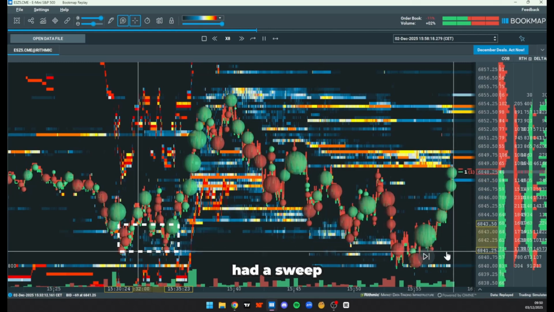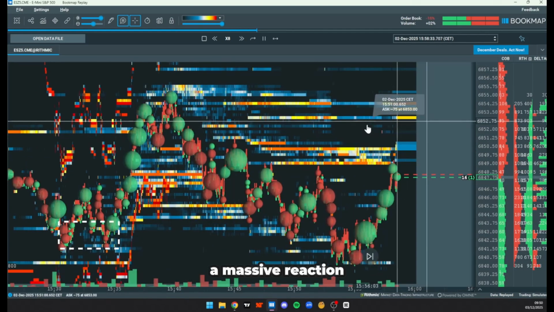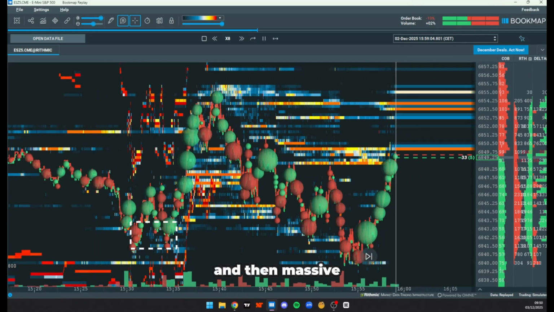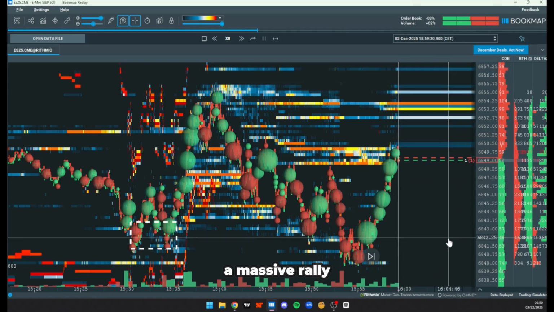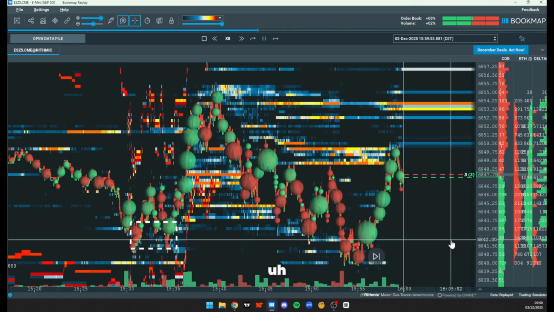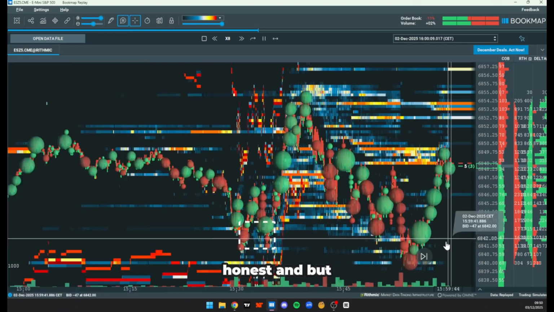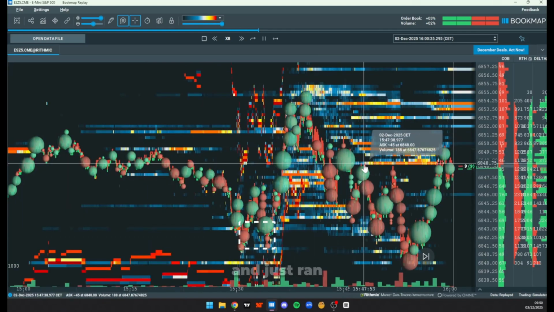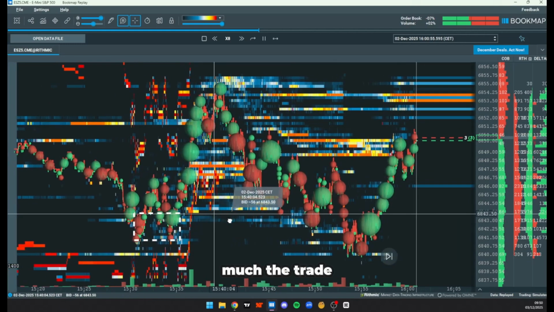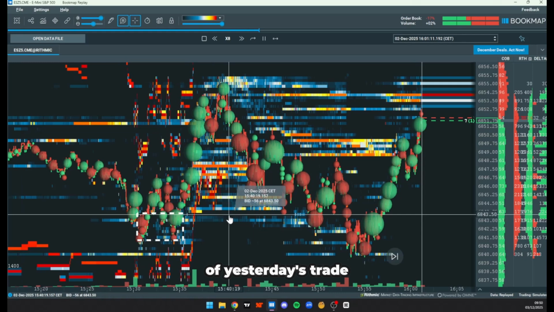Okay, and then we had a sweep later on of this, and again a massive reaction, and then it went all the way up to the resistance, and then a massive drop, and then again a massive rally from the level that I had marked. So it was a very clean level to level day, to be honest. But yeah, I took this trade, took my profits, and just ran away. So, anyways, this was pretty much the trade recap of yesterday's trade.